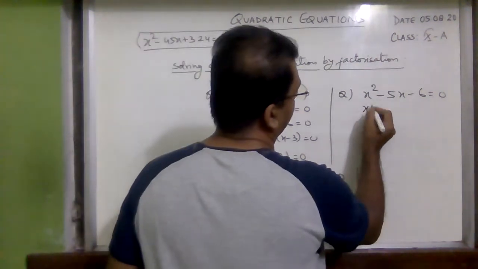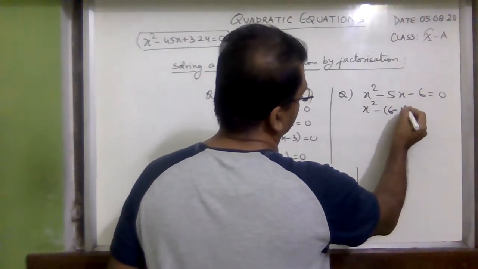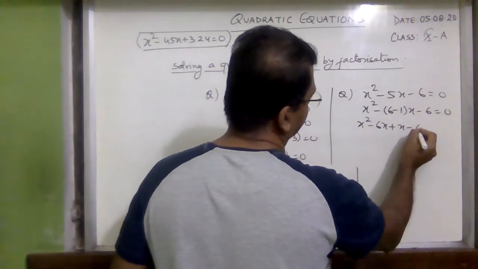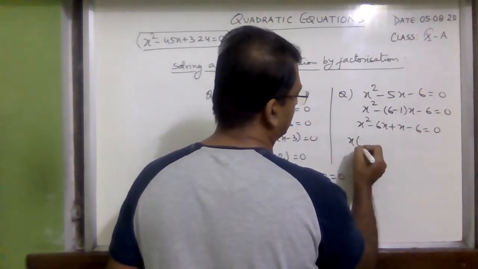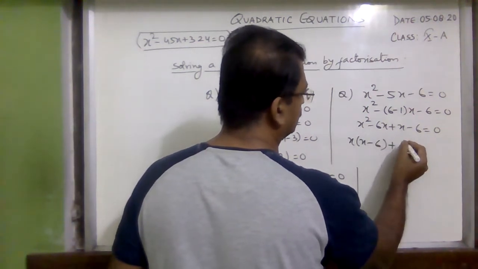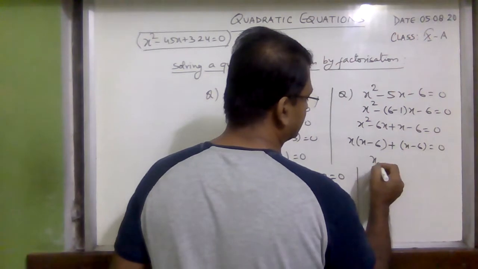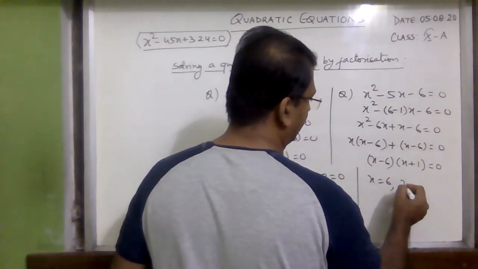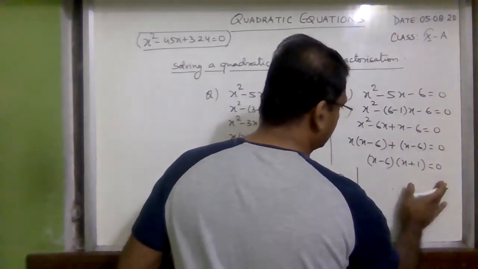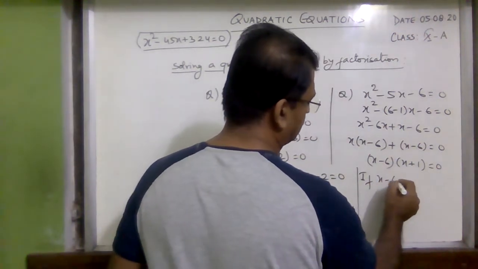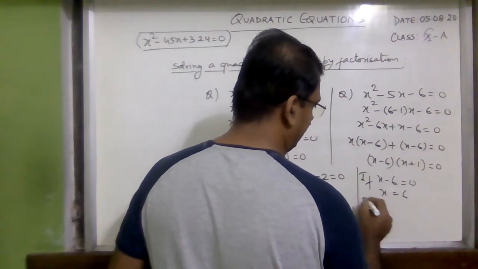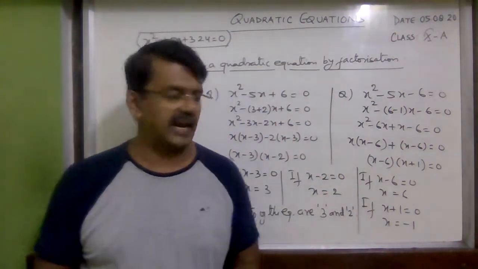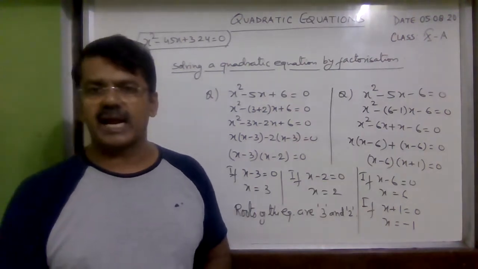So you write down x square minus, in place of 5, you write down 6 minus 1. Now you open the bracket, x square minus 6x plus x minus 6 is equal to 0. From these two you take x common, so it is x minus 6. From these two you simply write x minus 6. So x minus 6 in one bracket, x plus 1 in the other bracket. I'm sorry, you will write, if x minus 6 is equal to 0, then x is equal to 6. If x plus 1 is equal to 0, then x is equal to minus 1. And now the roots of the equation are 6 and minus 1. You can see the roots are 6 and minus 1.